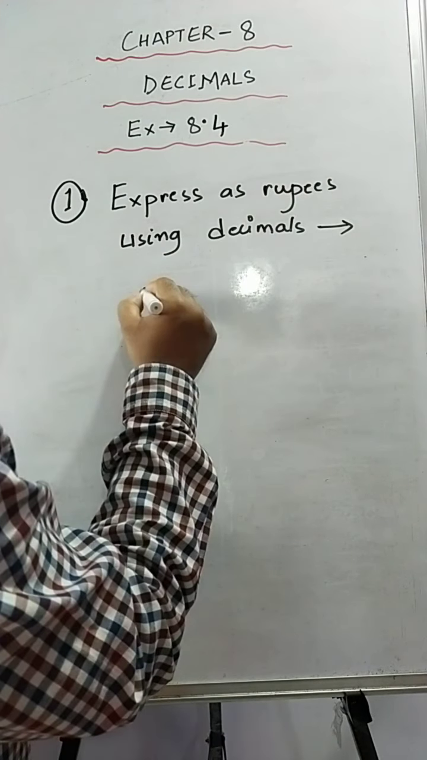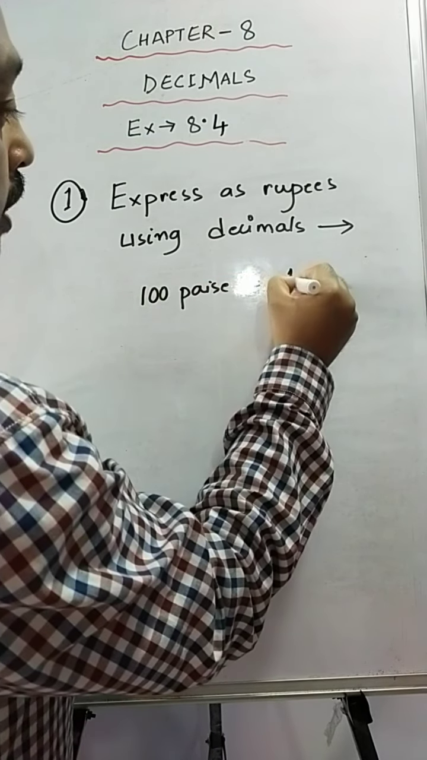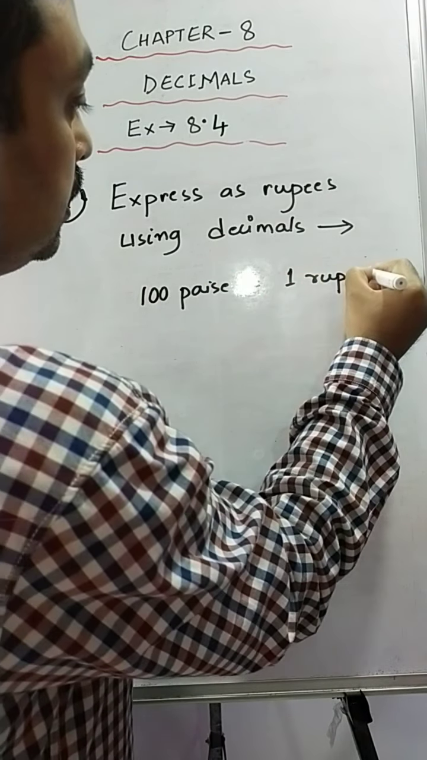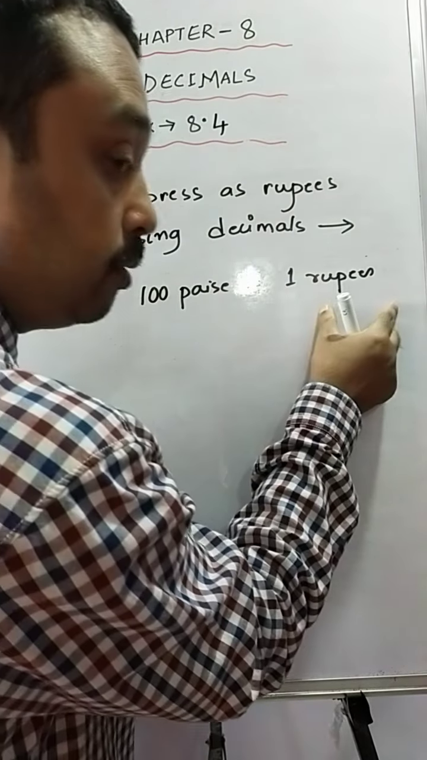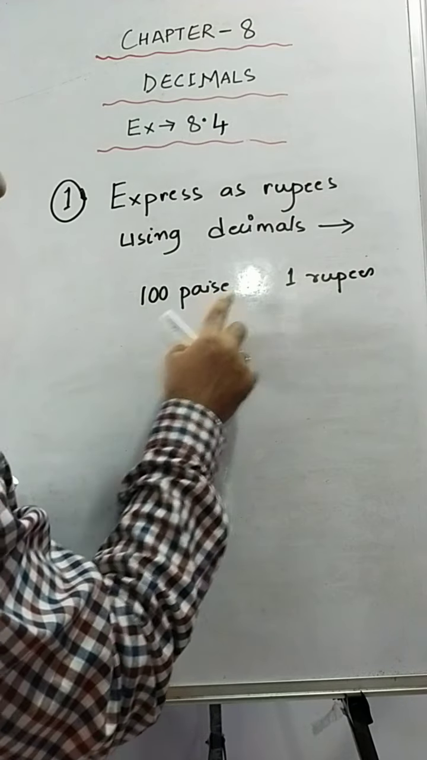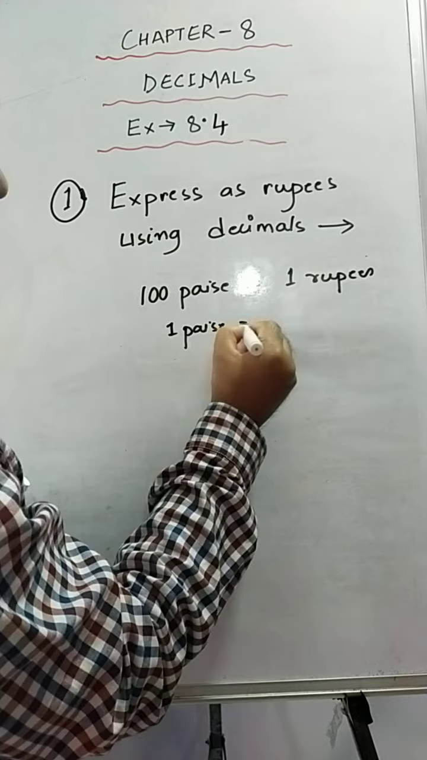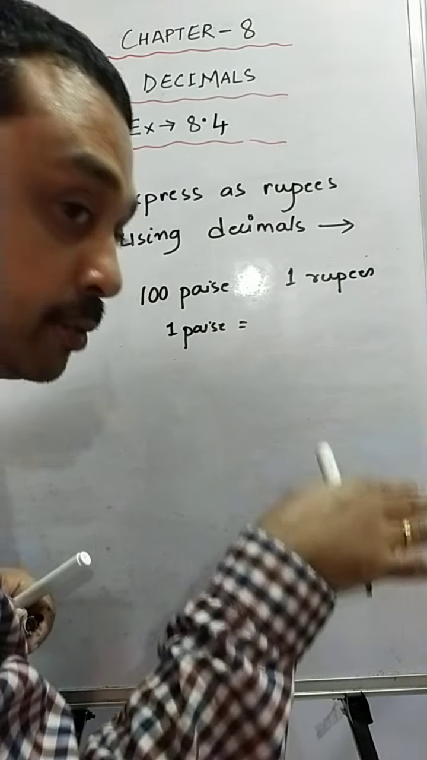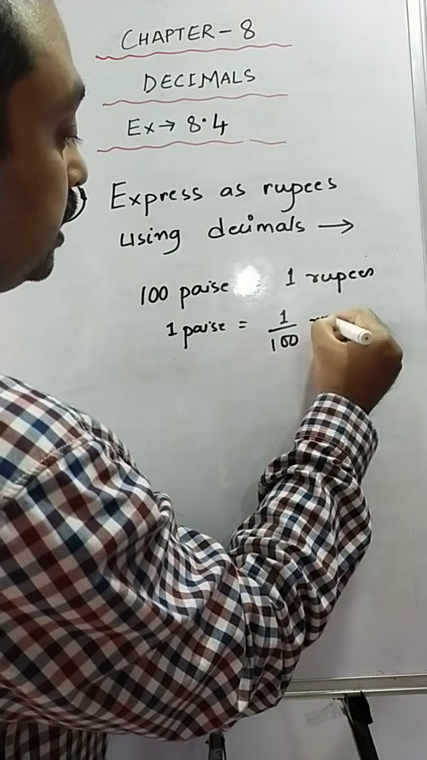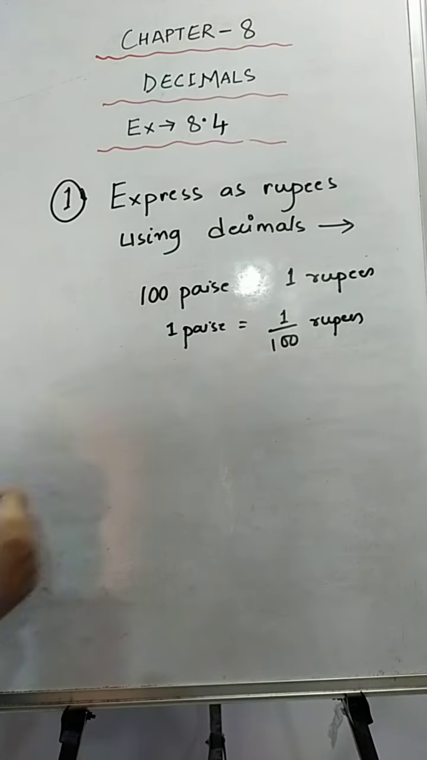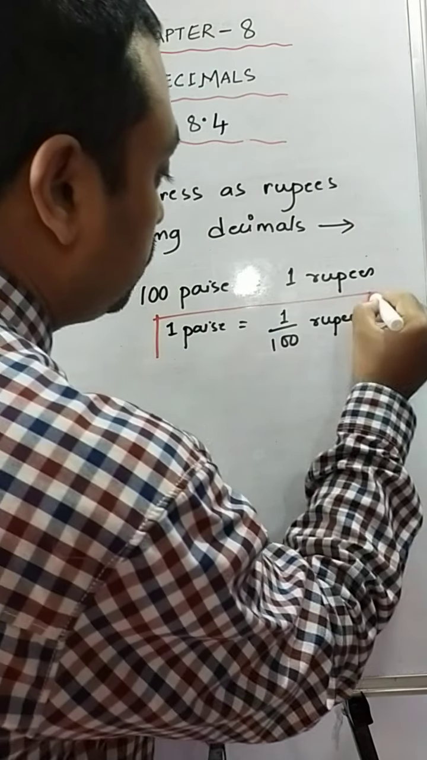Now we know that 100 paise is equal to 1 rupee, isn't it? So we are changing the paise to rupee. That is the reason I have written 100 paise equals 1 rupee. Now if 100 paise is equal to 1 rupee, then 1 paise would be what? More rupee or less rupee? Absolutely less rupee. So we will divide 1 by 100 in this case. So this is the relation, students, that you have to follow for each question.